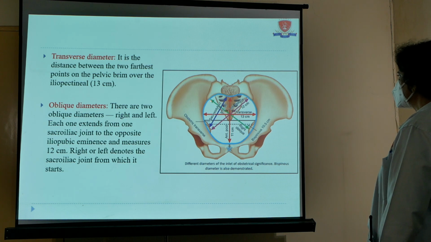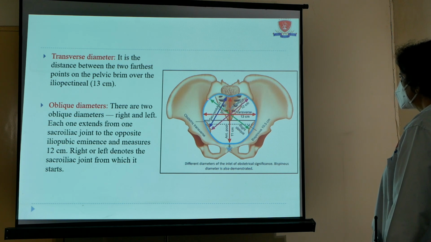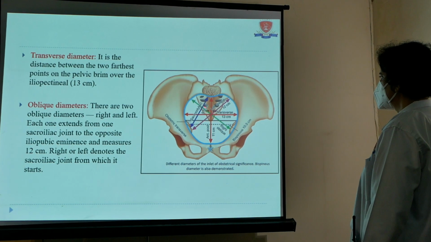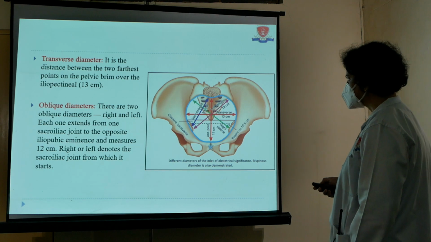There are 2 oblique diameters. One is from the right side of the pelvis, so it is the right oblique diameter, and this is the left side, so the left oblique diameter. These are 2 oblique diameters from the sacroiliac joint on one side to the iliopectineal eminence on the other side. These are 12 centimeters. So this is 11 anatomical, this is 13, and this is 12 centimeters.